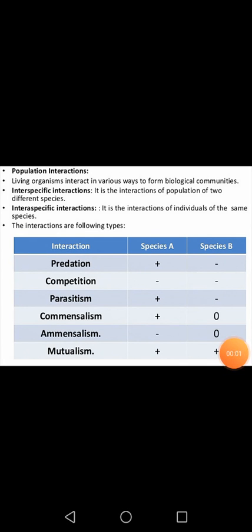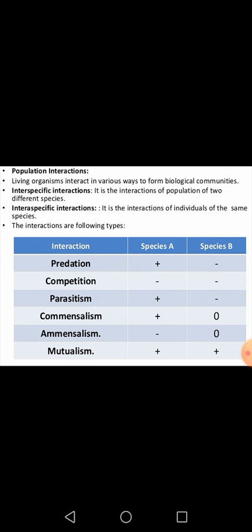Good morning, students. Today I am going to discuss different types of population interactions. Students, as we know, living organisms interact with each other by various means, and they form different kinds of biological communities. I want to tell you that living organisms or populations can interact with each other in two different ways.